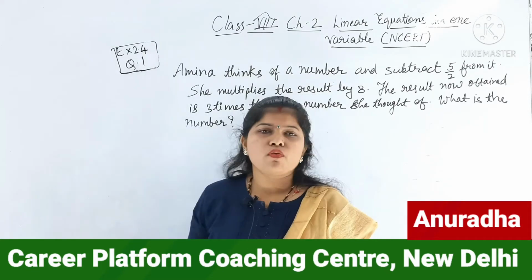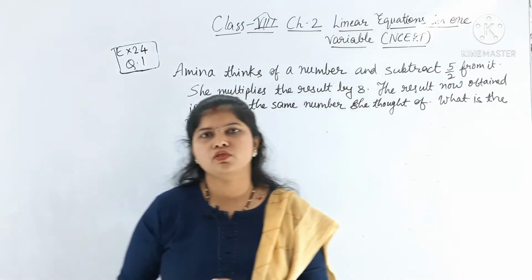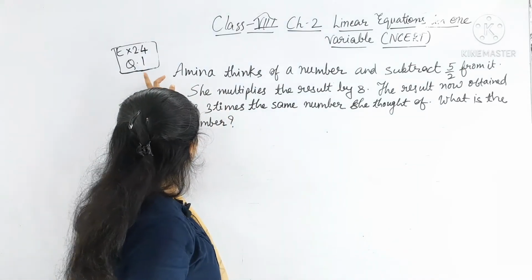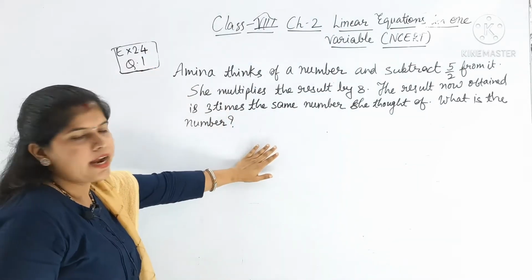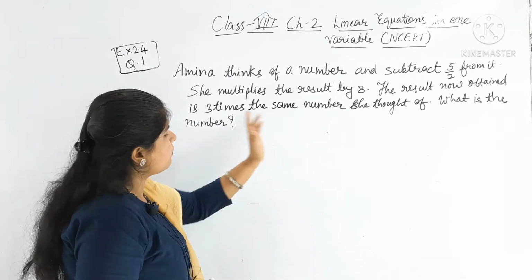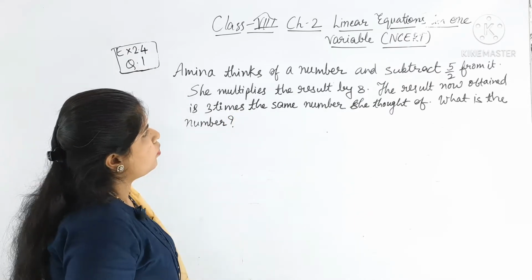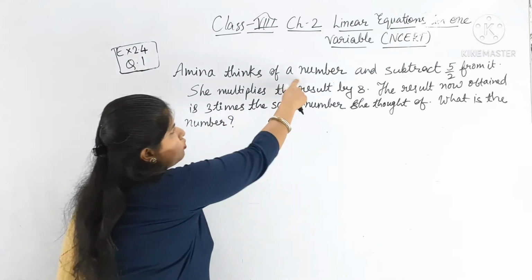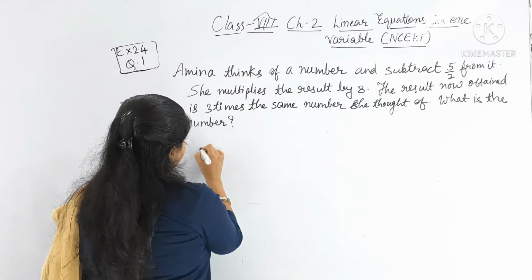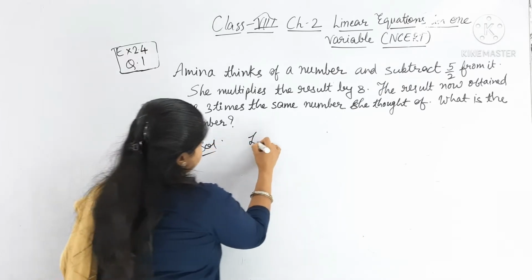Now let's move to exercise 2.4. This 2.4 is totally based on word problems. So this is question number 1 I have written here. Amina thinks of a number and subtracts 5 by 2 from 8. She multiplies the result by 8. So here we have to take a number, and we have to assume this number to be x. So I am writing here the solution.